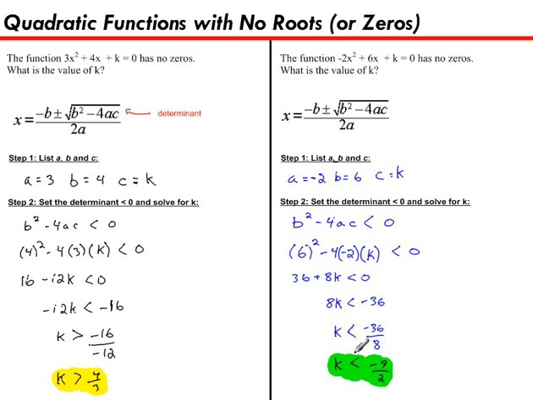Turns out k can be less than negative 9 over 2, another fraction. And we got that by listing our a, b, and c in step 1, making sure that a was negative 2. Then we fill those values into the determinant, which is set to be less than 0. And finally, we have to isolate for k. And then we reduce this fraction to get negative 9 over 2.